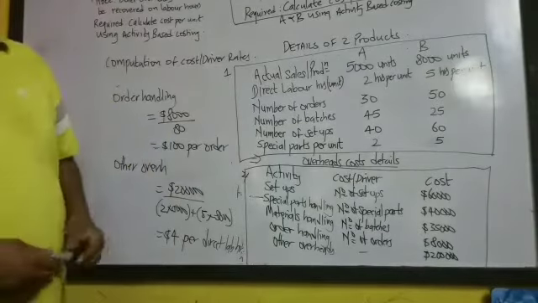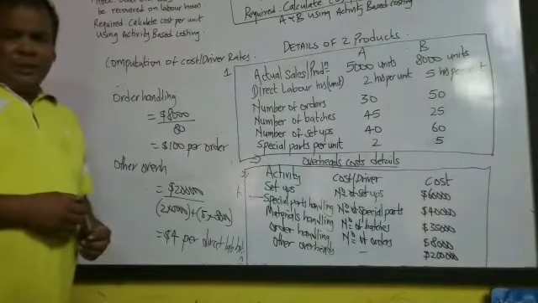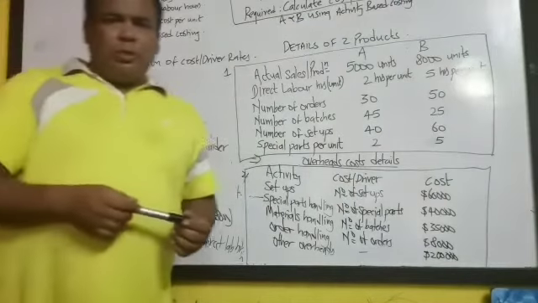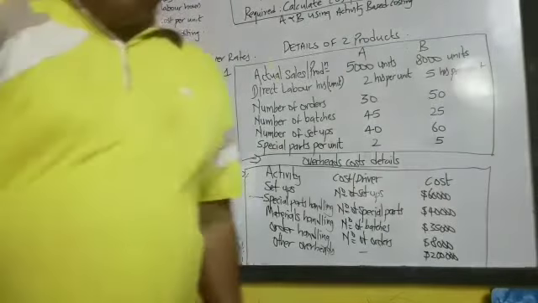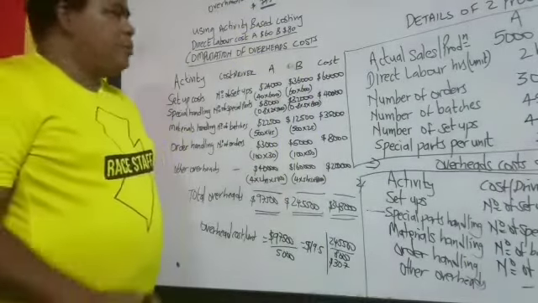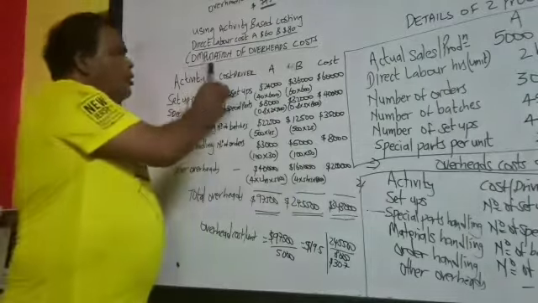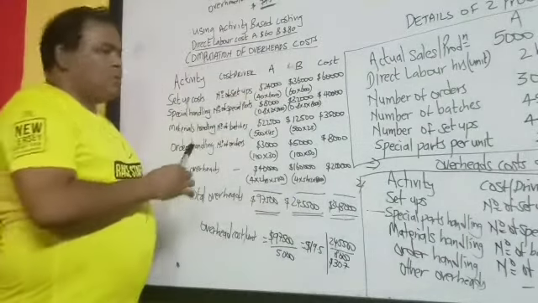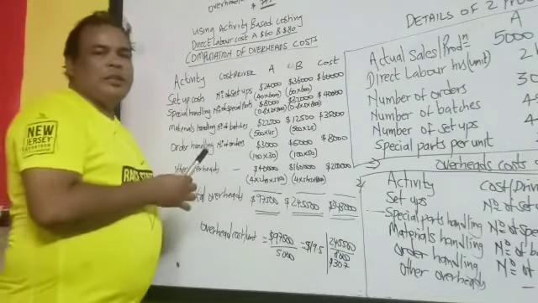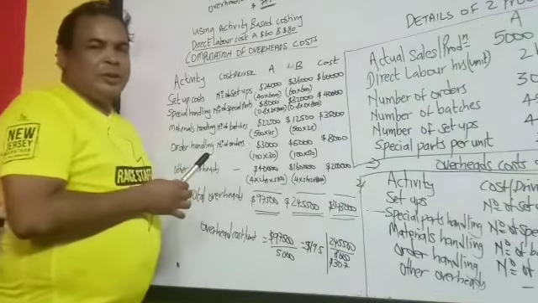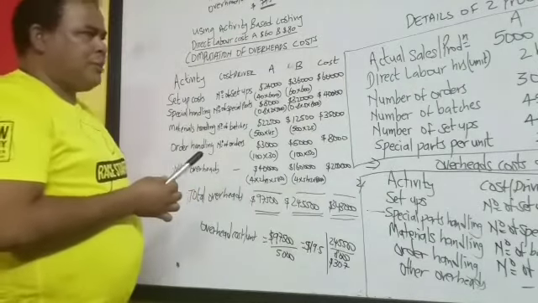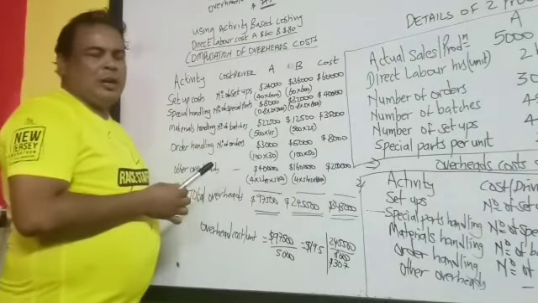So first of all, we have to calculate the cost driver rates. We have already calculated the cost driver rates, and now we are going to see the total overheads. So we are going to see the second part of it, computation of overhead costs. So this one we are going to use activity-based costing. Now this one is very easy. We have to use the cost driver rates, then we'll multiply by the cost drivers.